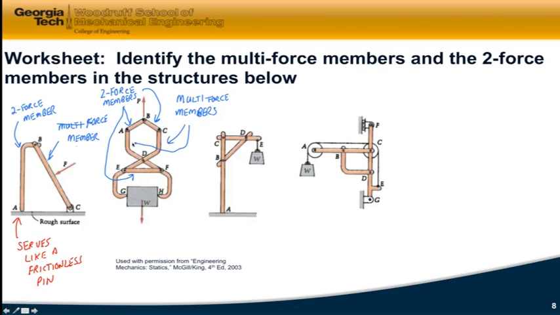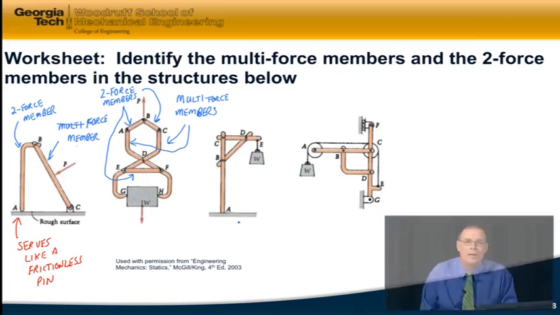And I would like you to do the same sort of analysis on these other two structures. And I've included a solution to this worksheet in the module so you can check yourself out. So that's it for today's module, and we'll see you next time.